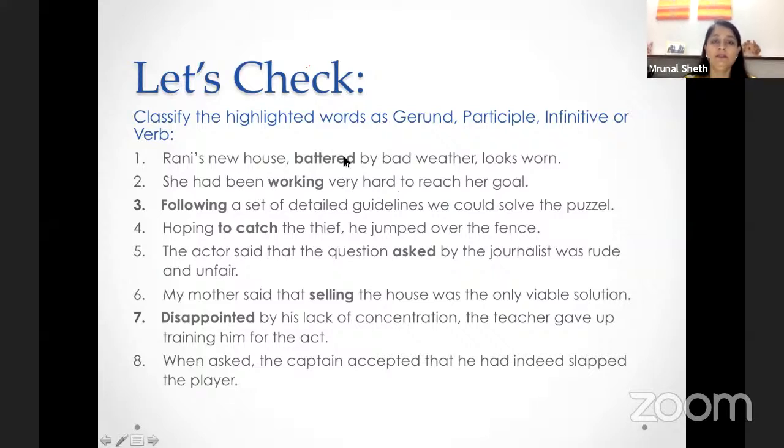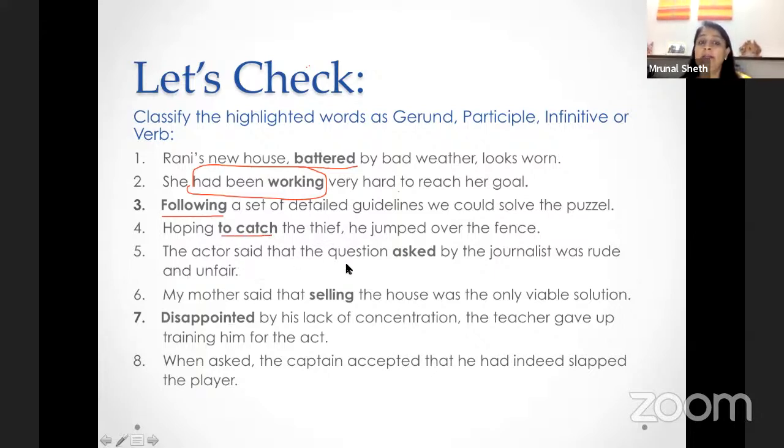So this is a participle, we'll go with the same thing. Here it is a verb. So this is a verb. Following a set of detailed guidelines, we could solve the puzzle. Following a set of detailed guidelines. By doing that, right? So here following is a participle. Hoping to catch the thief, infinitive.